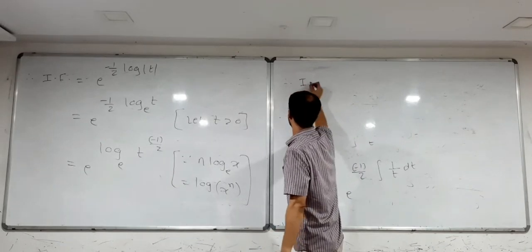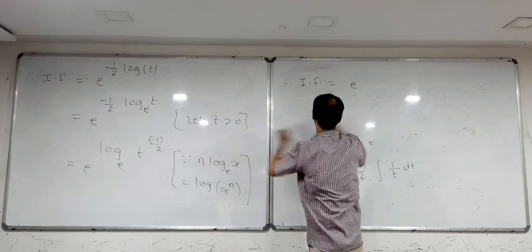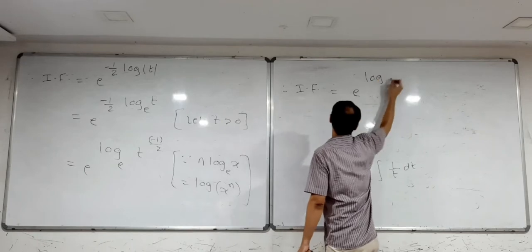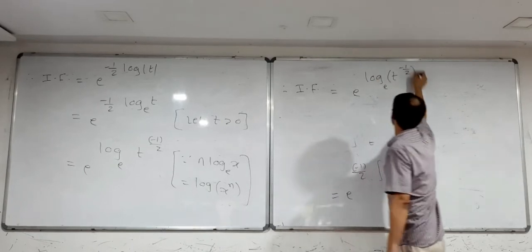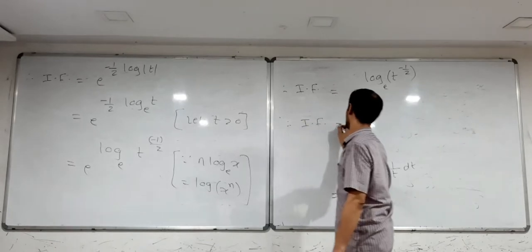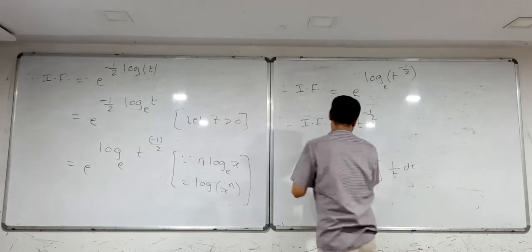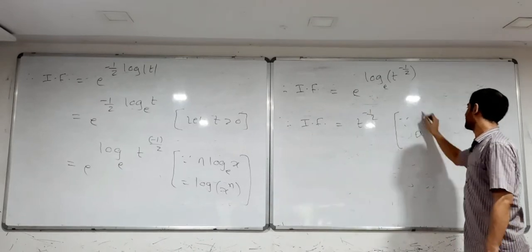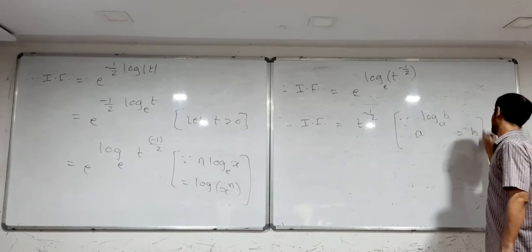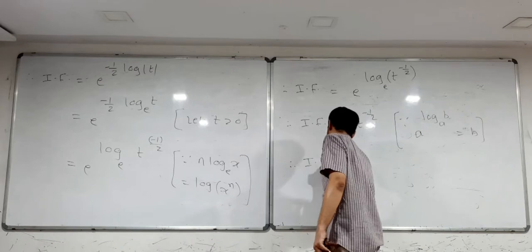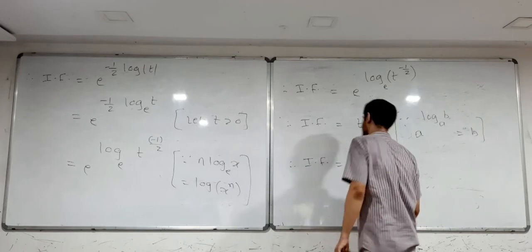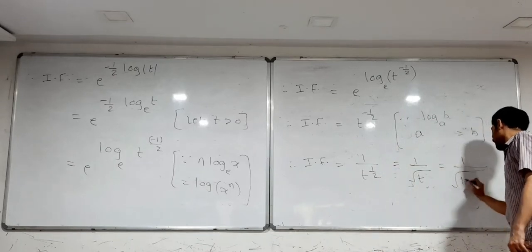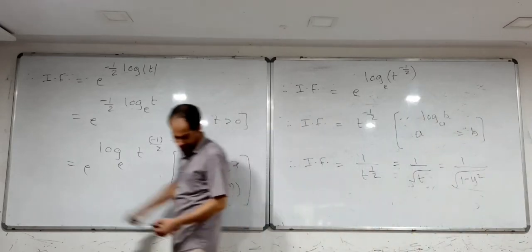So IF, I am writing from here, is e raised to log of t raised to minus half to the base e. So IF becomes t raised to minus half, because a raised to log b to the base a is b. t raised to minus half is 1 upon t raised to half, which is 1 upon root t, and t was 1 minus y square, so 1 upon root of 1 minus y square.